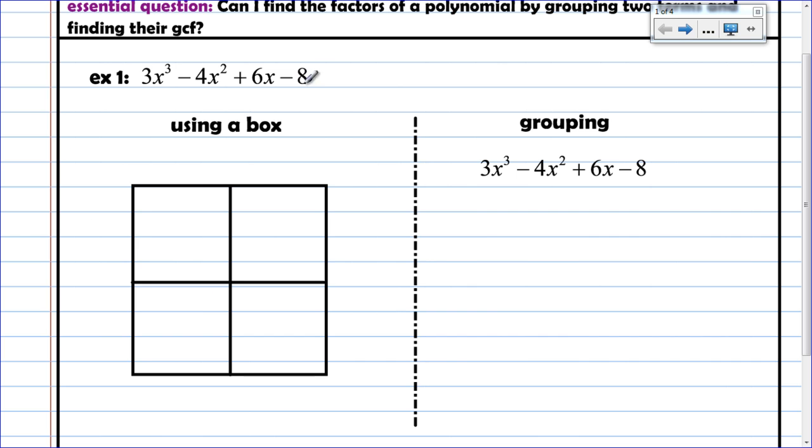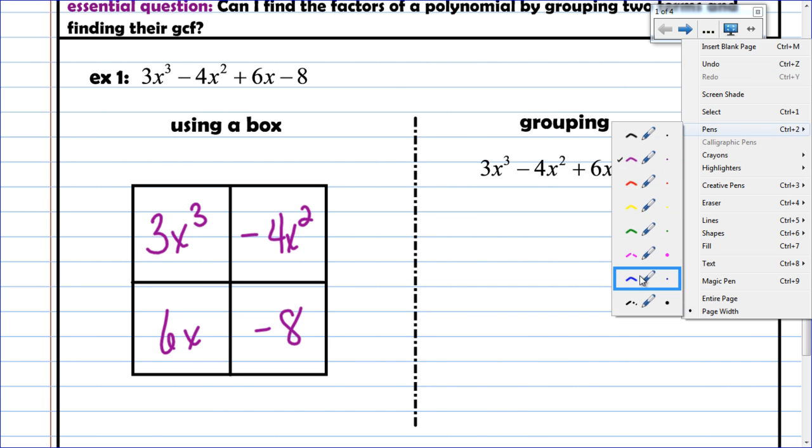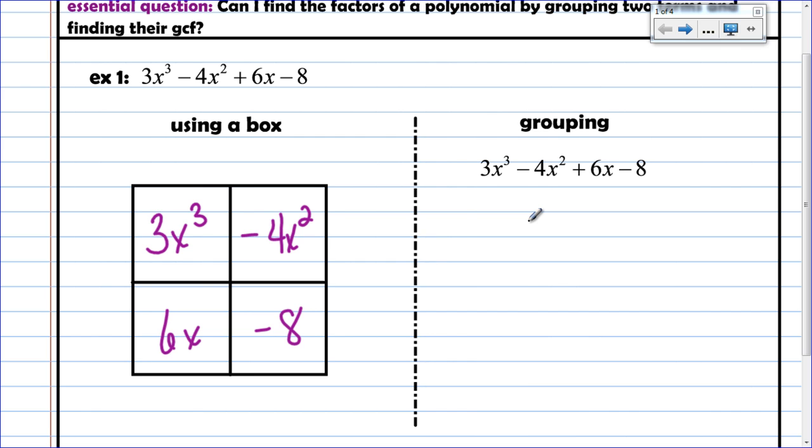So I'm going to take my polynomial here and I'm going to fill in the box. 3x cubed goes in this top left corner. The next term, negative 4x squared, goes in the top right. Then the 6x goes in the bottom left, and the minus 8 goes in the bottom right. And so here's what my box looks like. Everything is filled in. And now I'm going to do what I did yesterday, and I'm going to use greatest common factor to factor this.